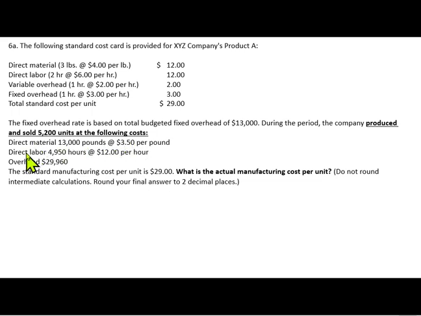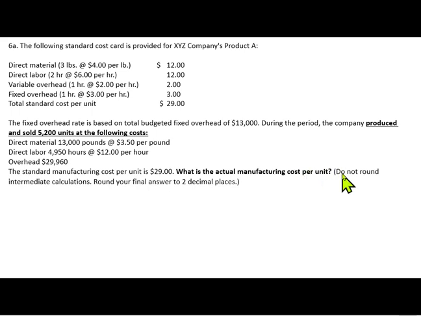Their actual direct labor costs were 4,950 hours at $12 per hour, and their actual overhead was $29,960. Now, they've already told us that the standard manufacturing cost per unit is $29. That was up here, right? So what they want to know is, what is the actual manufacturing cost per unit?